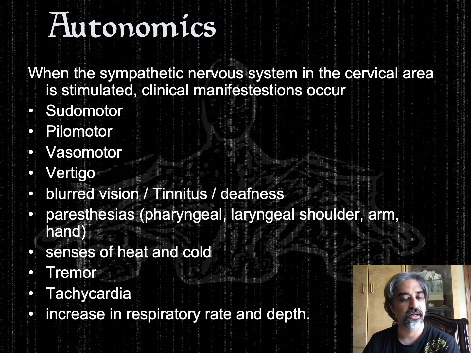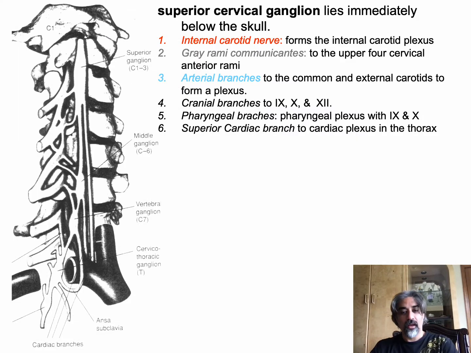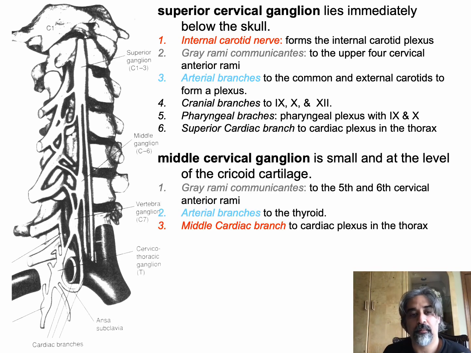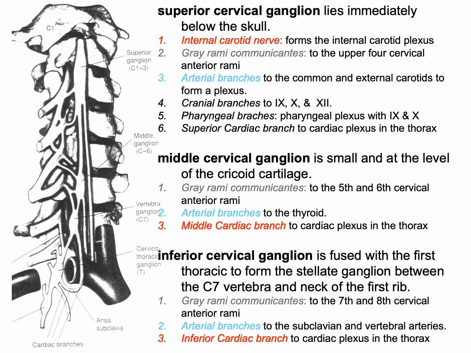The autonomics in the neck include pseudomotor, pilomotor, vasomotor, etc. I thought it was also important to share that there are a superior, middle, and inferior cervical ganglion, and these can be sites of injection as well.